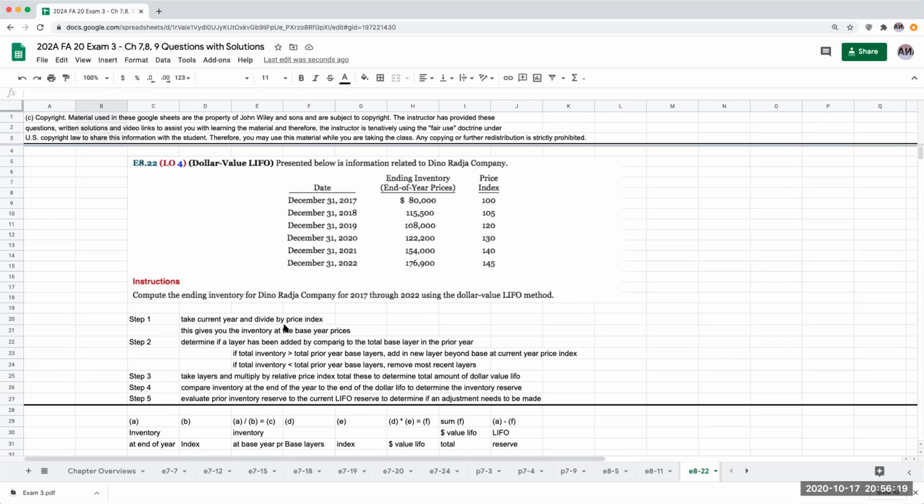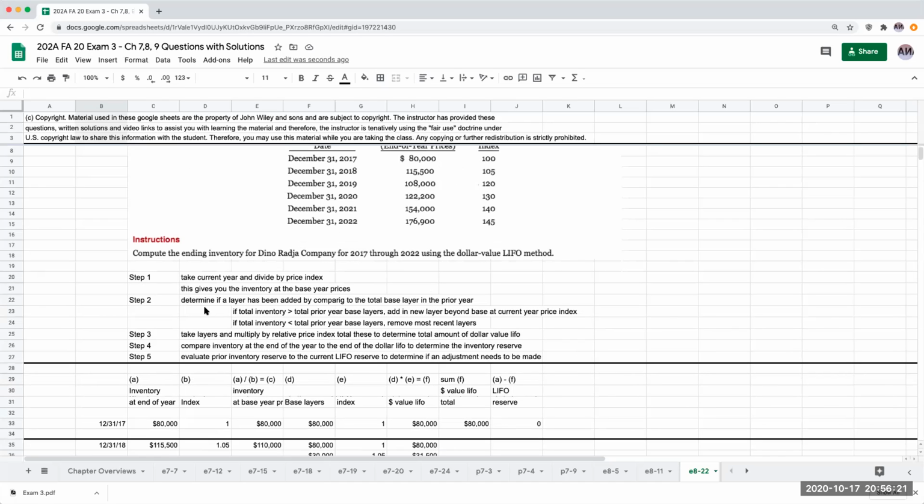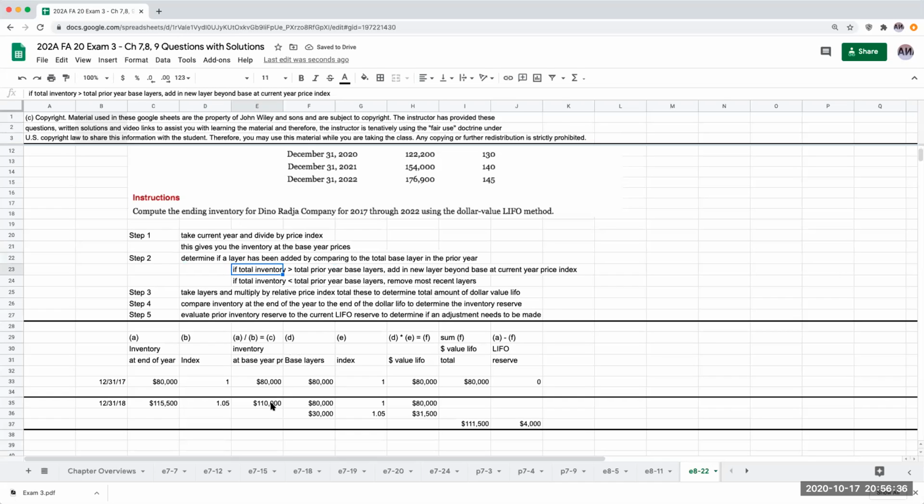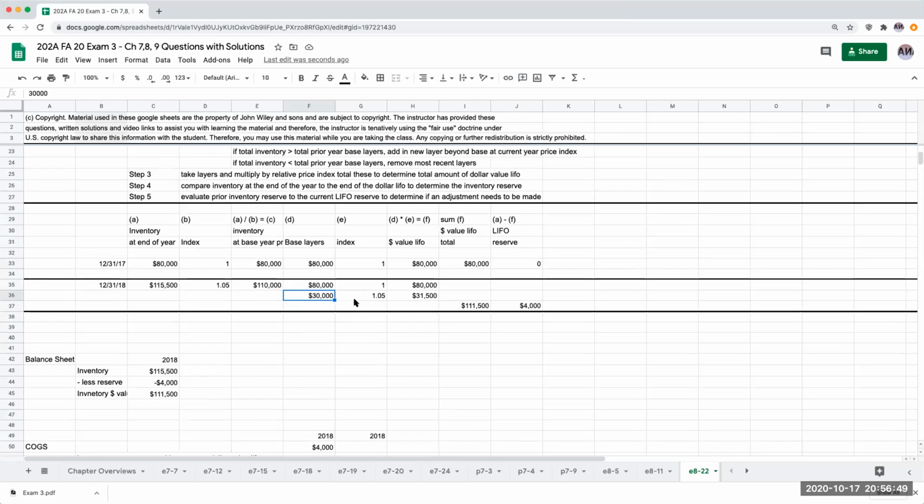Step 2 right over here is to determine if a layer has been added by comparing the total base year layer to the one in the prior year. If the inventory is greater, which it was in this case, we add a new layer beyond the base at the current year price index. If it's less, we remove the most recent layers. And then we go through and do these other steps.